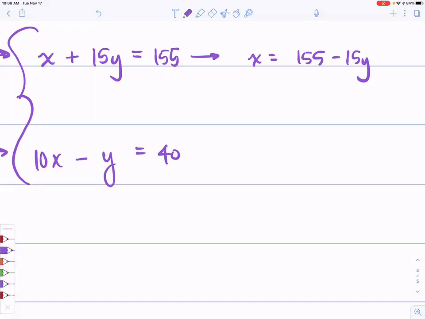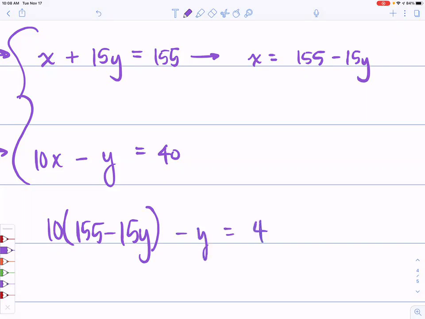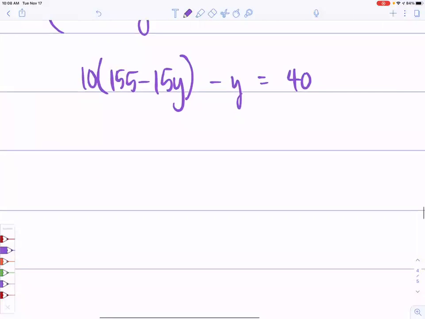Okay, so then let's take that x equals and plug it into the other equation. So that'll be 10 times, not x, but 10 times 155 minus 15y. And then I still have my minus y equals 40. Because this is tens, that's not so bad. What's 10 times 155?